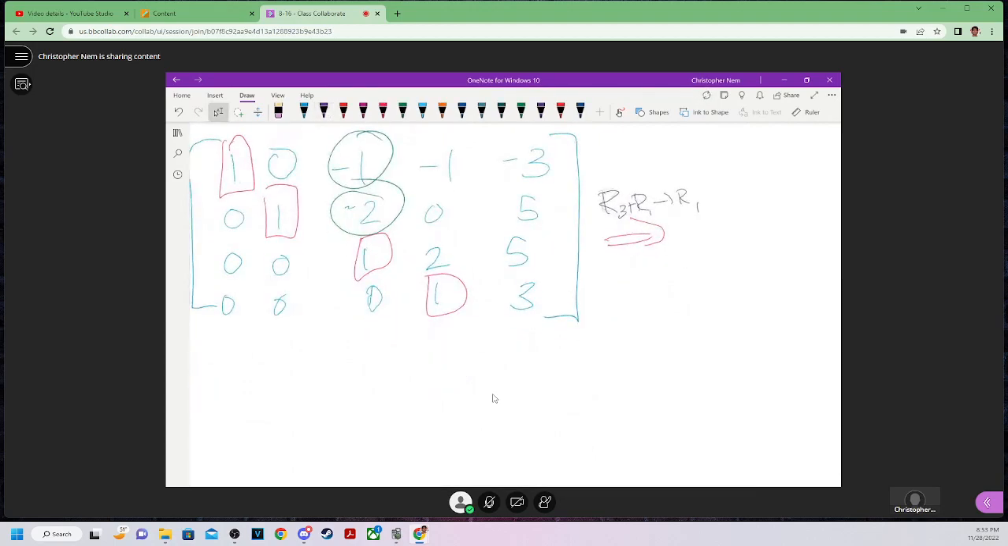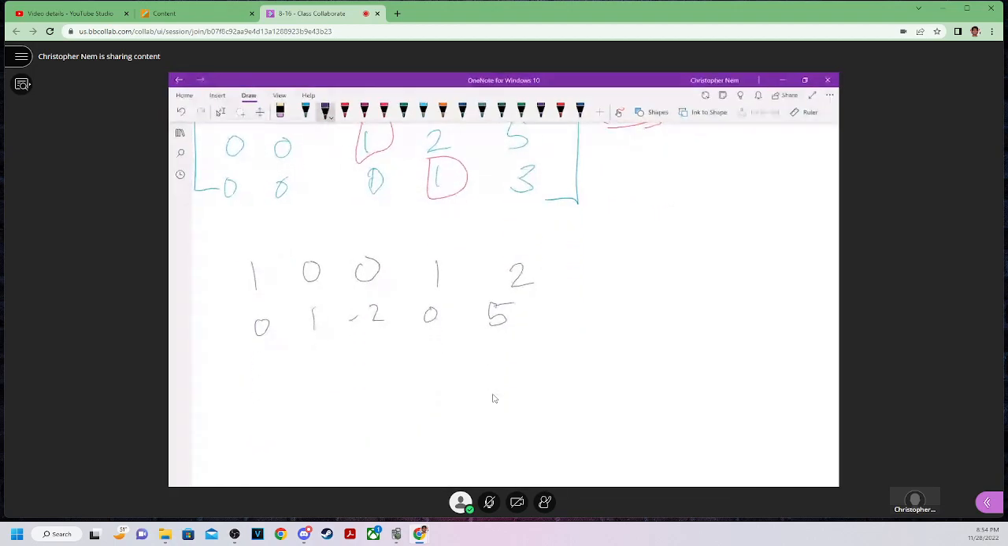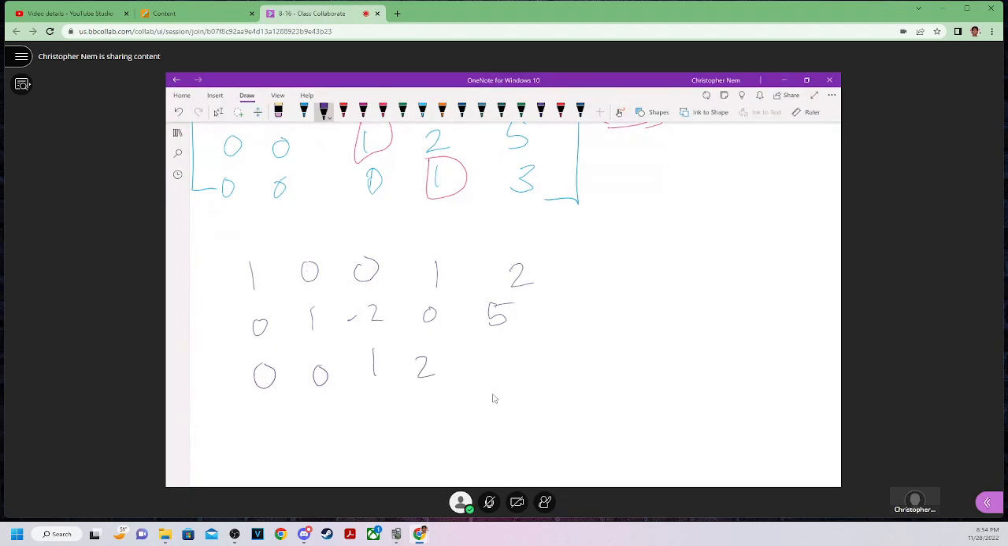1, 0, -1. Sorry, I've got to add them now. 1, 0, 0, 1, 2, 0, 1, -2, 0, 5. And then the third row stays the same: 0, 0, 1, 2, 5. 0, 0, 0, 1, 3. Boom, boom, boom. My leading entries are set. I just need to fix this guy now.